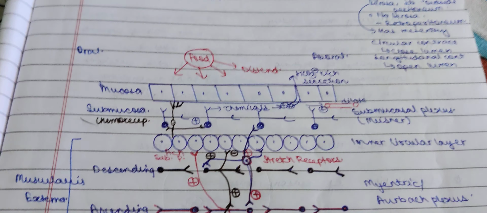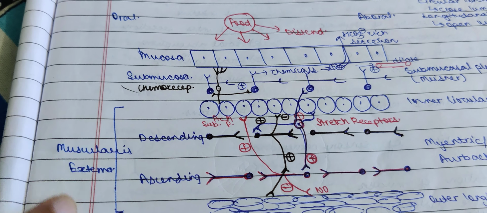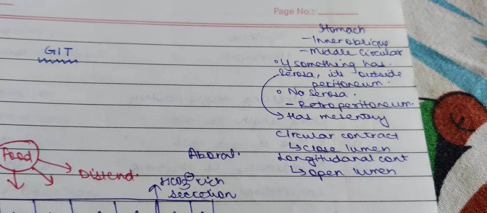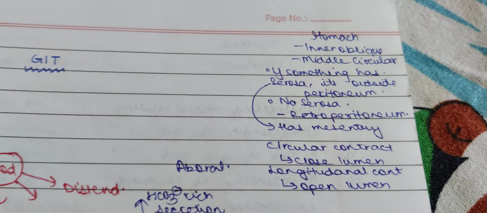This is the lumen of the stomach, and the innermost layer is the mucosa. Then we have the submucosa. Then we have the inner circular layer, outer longitudinal layer, and the serosa layer. The inner circular and the outer longitudinal layers comprise the muscularis externa layer. Now, the stomach has inner oblique muscles and middle circular muscles.